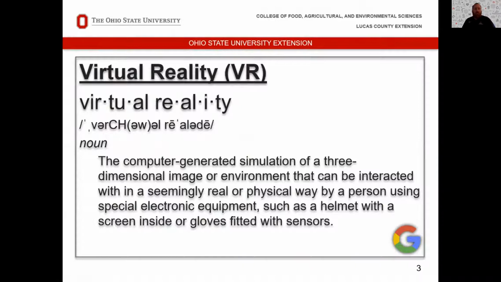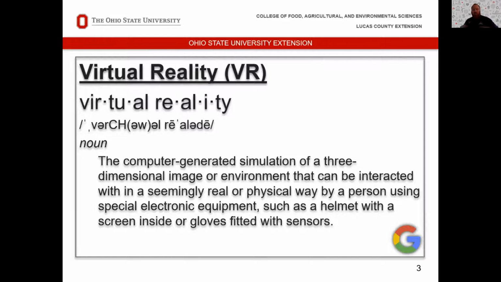it's a computer-generated simulation of a three-dimensional image or environment that can be interacted with in a seemingly real or physical way by a person using special electronic equipment such as a helmet with a screen inside or gloves fitted with sensors. So that's a fancy way of saying it's an electronic adaptation of the real world.